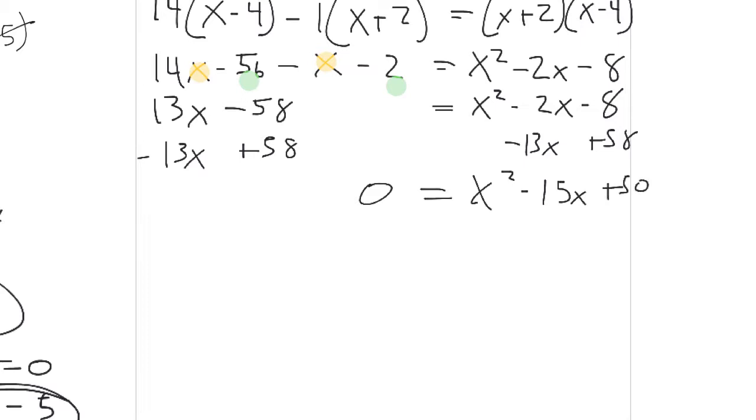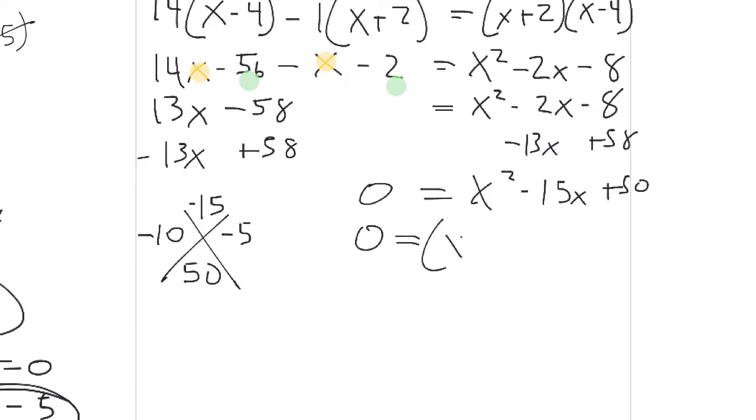Factoring, we get x squared, with 50 on the bottom and negative 15 on the top. You have to ask yourself, what two numbers multiply up to 50 and add up to negative 15? It's got to be negative 10 and negative 5. So therefore we get 0 is equal to x minus 10 times x minus 5.